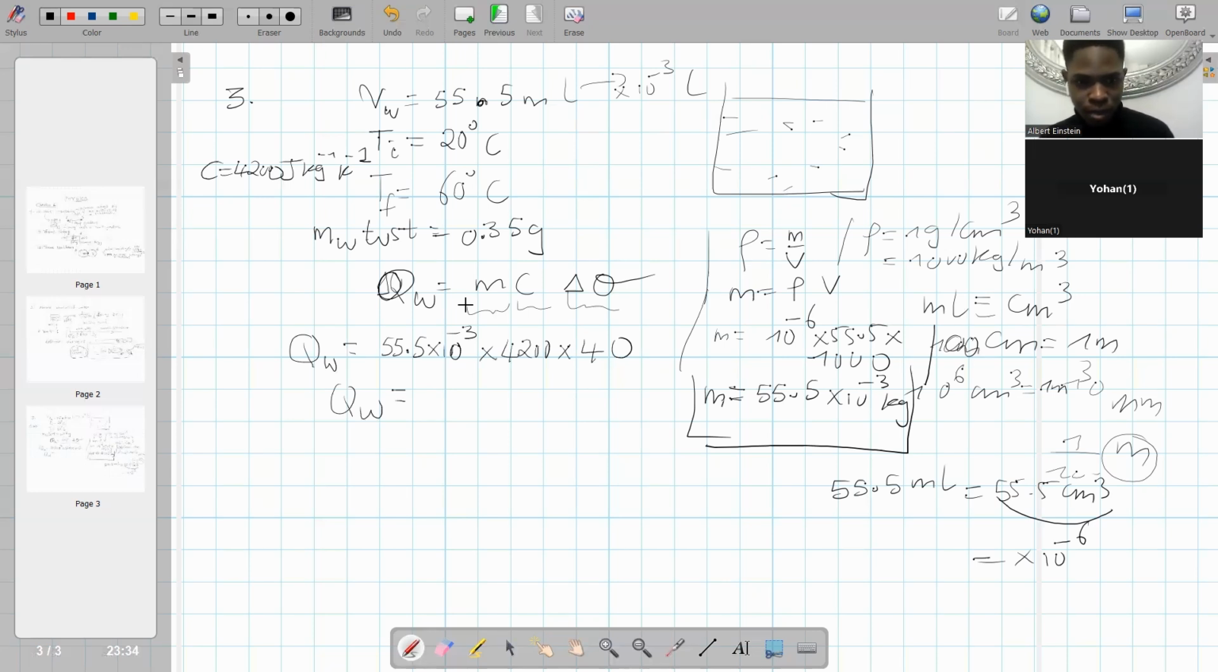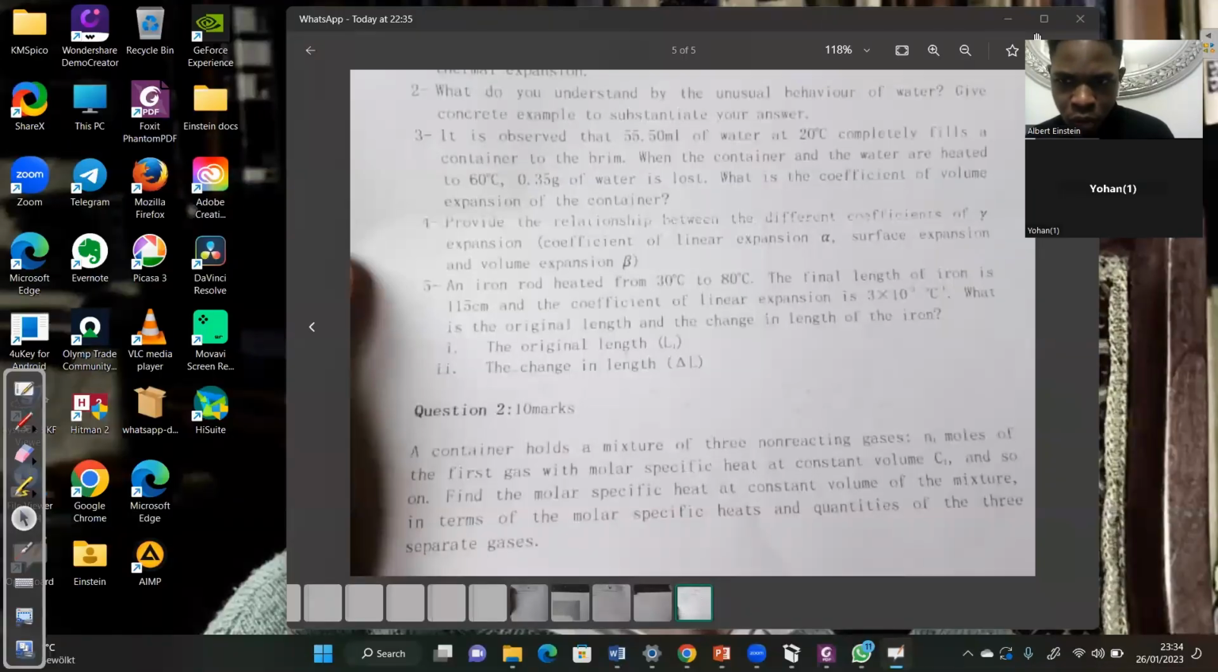Just punch this. Let us look at the quantity of heat gained by the water. After that, we'll check on Google for the formula for the coefficient of thermal expansion. It's 9,224 joules. Okay, so this is the quantity of heat gained by the water. But they asked us for the coefficient. I've forgotten the formula to calculate the coefficient of volume expansion of the container.